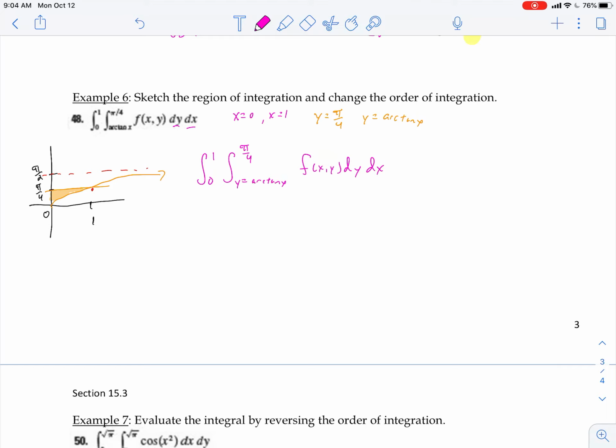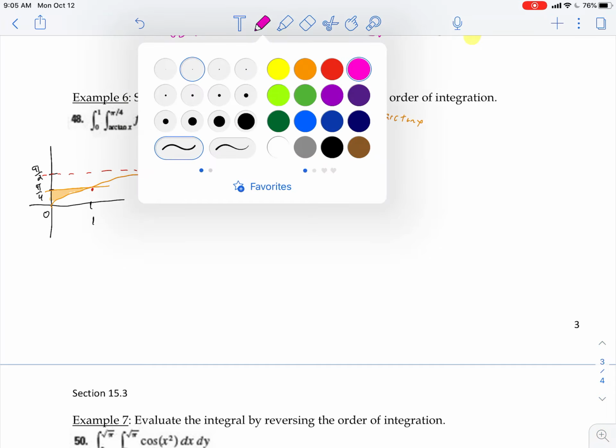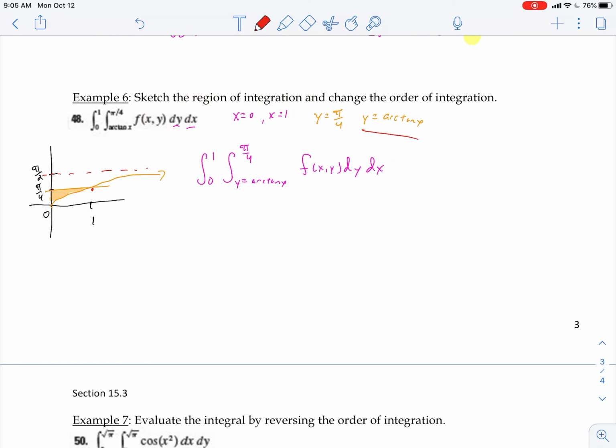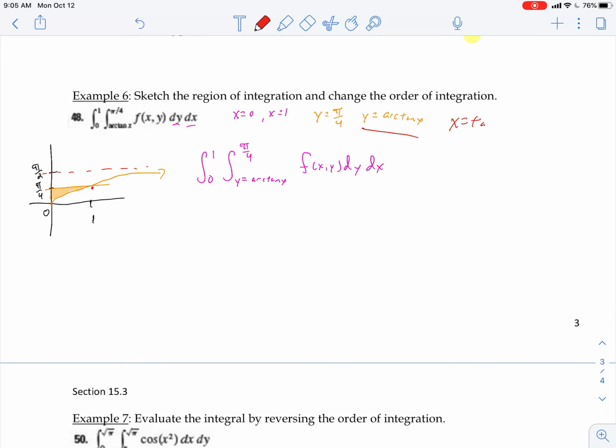And so now what I can say is, well, the lowest value that y goes for is going to be 0. The highest value for y is going to be pi over 4. And then I can solve this function right here, y equals arctan x. I can solve that for x. I'm just going to do tangent on both sides. So x equals tangent y. So this is what we're given.